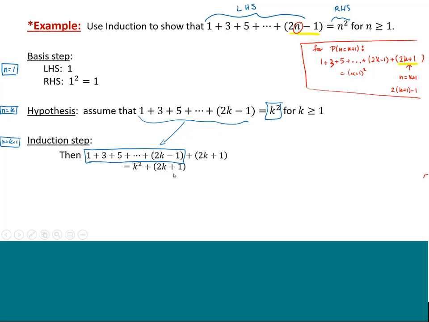Now remember what we're trying to get to. We're trying to get to the k plus 1 quantity squared. So notice what we have right here. There are parentheses, so we could totally write this without parentheses. So k squared plus 2k plus 1. If we factor that expression, k squared plus 2k plus 1, do we actually get k plus 1 whole quantity squared? What do you guys think?